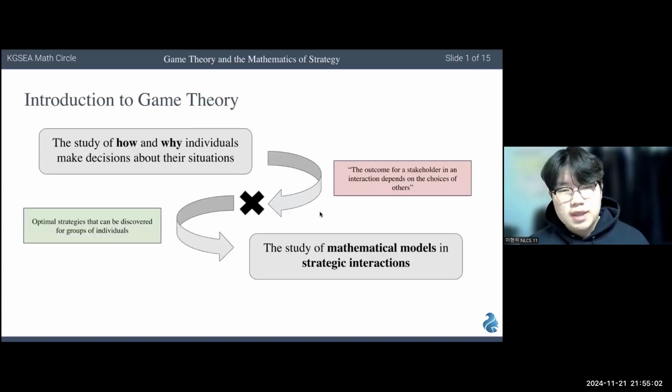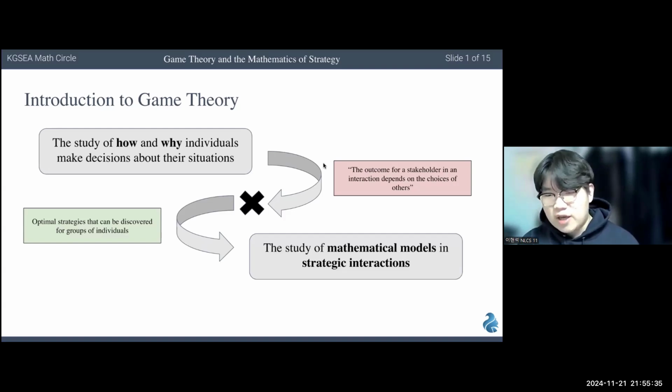So firstly, to start with the basics, what is game theory? Essentially, in a theoretical sense, it's the study of how and why individuals make decisions about their situations. To put it into context, the outcome for a stakeholder in any type of interaction depends on the choices of the other stakeholders in that same interaction. So we can infer that optimal strategies from those interactions can be deduced for groups of individuals. Game theory comes to be the study of mathematical models and strategic interactions, or an analysis of individual decisions that would make the best strategy or best decision for an individual or group.